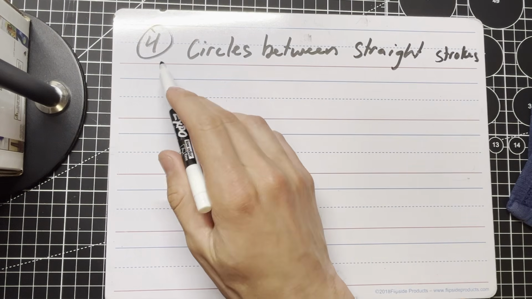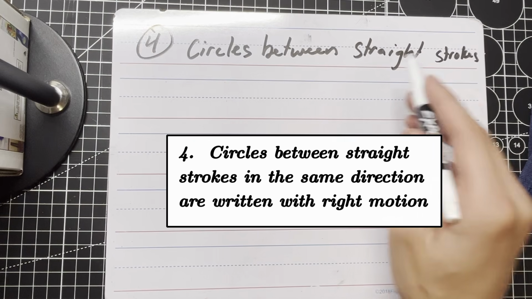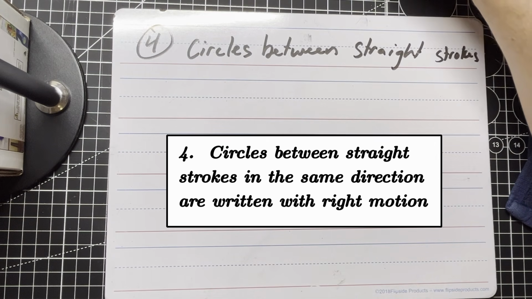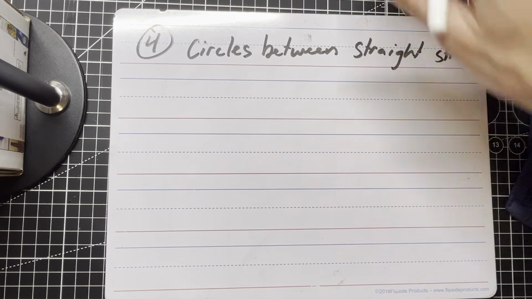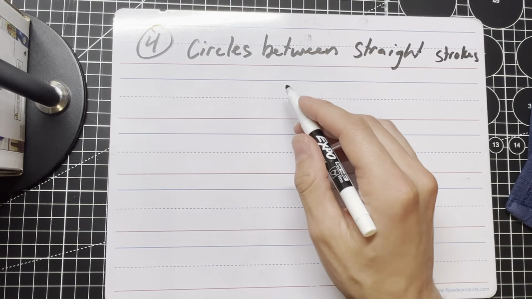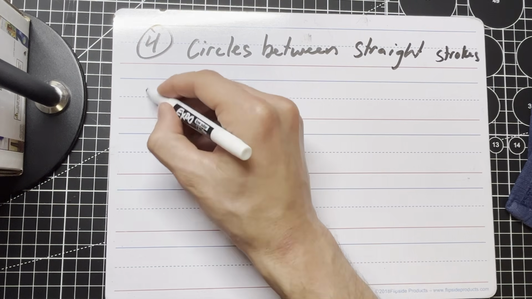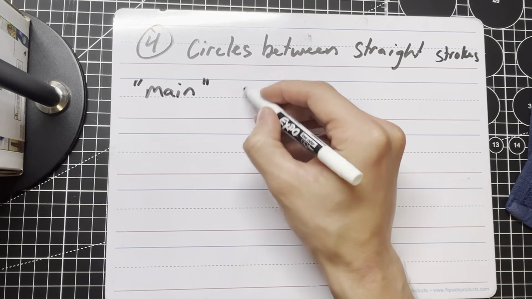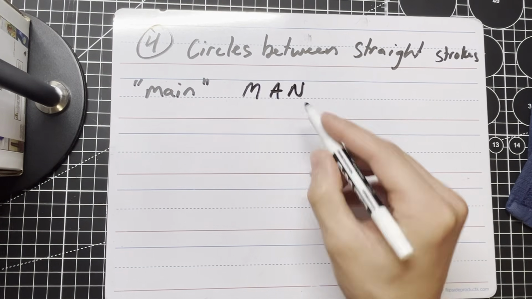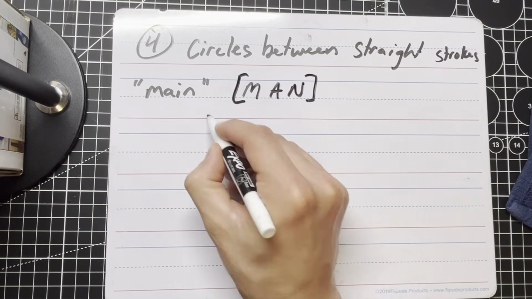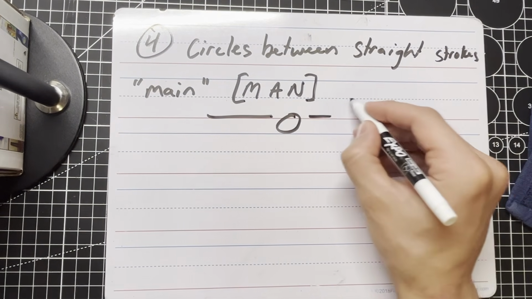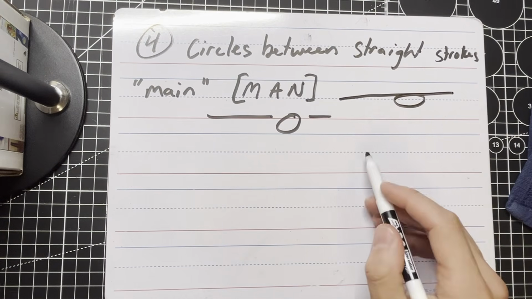Okay, moving right along. Rule 4 states that circles between straight strokes are written with right motion. So this is similar to our rule number 2, where we're joining circles with straight strokes, but now we have a combination of different straight strokes. So for example, let's take the word main. In shorthand it is just an M, a long A sound, and an N. So an M, an A sound, and an N. Putting that together is just like this, okay?